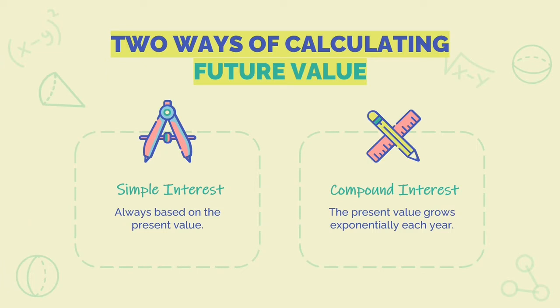There are two ways of calculating future value: simple interest, or the interest added to the principal balance, and compound interest, or the interest earned on interest. Simple interest is always based on the present value, whereas compound interest means that the present value grows exponentially each year. Therefore, the future value formula changes slightly depending on which calculation is carried out.